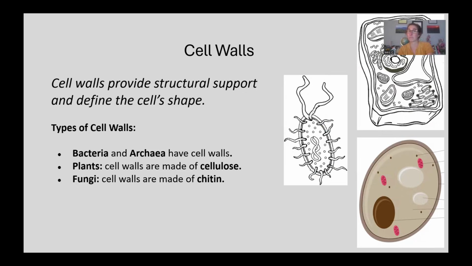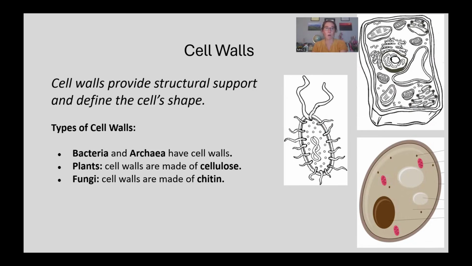Cell walls, another important structure. Pretty much organisms have cell walls except for animal cells. Bacteria and archaea have cell walls, plants have cell walls made of cellulose, and fungi have cell walls made of chitin. Cellulose and chitin, remember those are those structural polysaccharides. And cell walls provide support and shape for that cell.